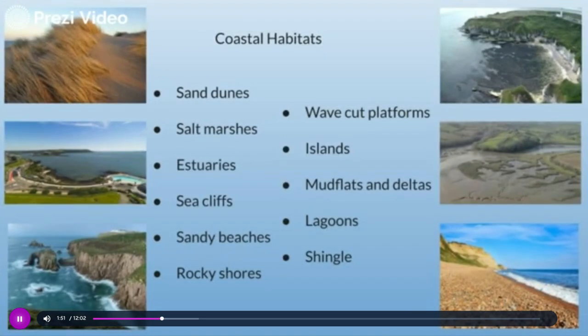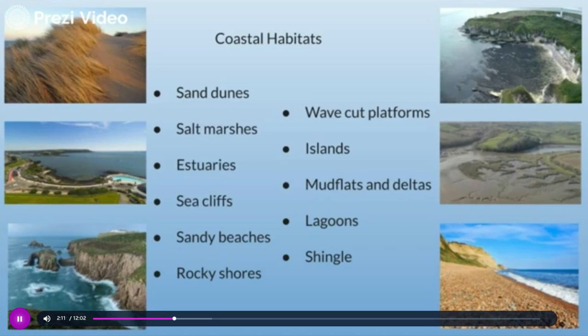Wave cut platforms, and we're going to have a look at wave cut platforms in a minute. There's one in the right hand corner there, and this is a wave cut platform that's been cut into a cliff here, and we're going to have a look at how that forms and why that forms in the way it does. Islands, again, we talked about islands in the sea cliffs that we can see in the bottom left hand corner.